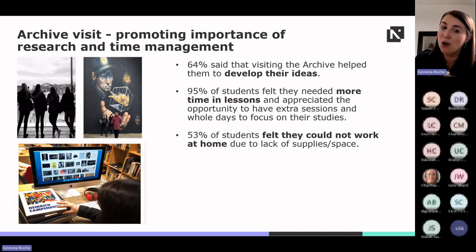So what I was able to do was go to my senior team with this data and say that 53% of students felt like they couldn't work at home and they couldn't research at home due to lack of space, lack of internet, lack of supplies. Can I please access some of the disadvantaged student money to take them on a bus to the library? And 64% of them said that visiting the archive helped them with their ideas. So just something as little as taking them out to a library. Quite straightforward, something that hopefully you could think about.